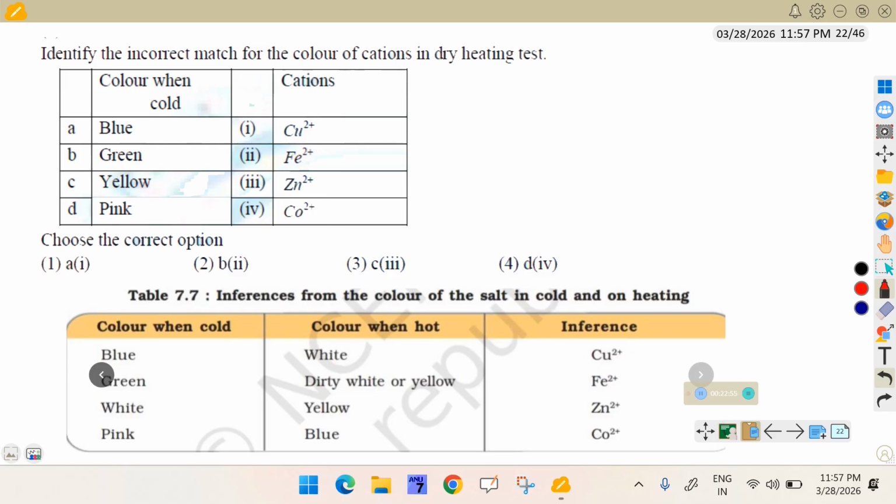Identify the incorrect match. Okay. Cu2+ blue, that is the color when cold. So neglect color when hot. Color when cold: Cu2+ blue. Correct. Fe2+ green. Correct. Zn2+ is white, but here given yellow. So C3 is incorrect match.